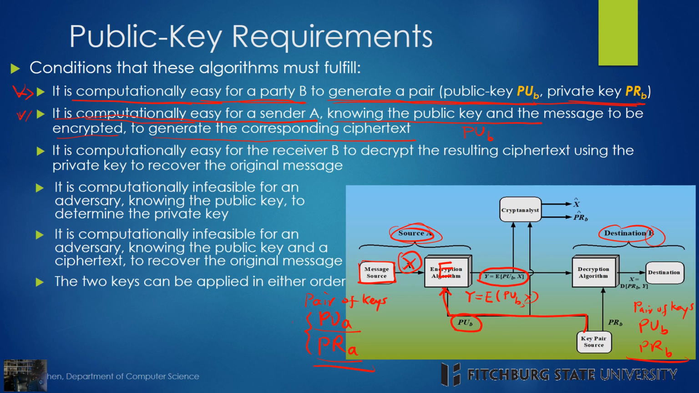Now we're going to explain what computationally easy means. It should be fairly easy, like it may take just a couple of milliseconds to complete this job. Also, it's computationally easy for the receiver B to decrypt the ciphertext Y using its private key PRB to recover the original message. So that means it should be relatively easy to use the decryption algorithm, knowing the private key of B and the ciphertext, and decrypt the message to restore it to the original plain text message X.